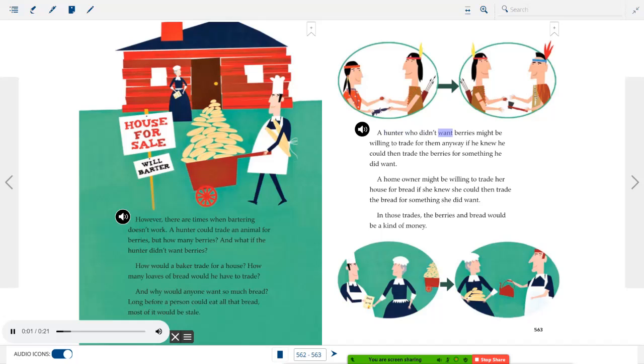A hunter who didn't want berries might be willing to trade for them anyway if he knew he could then trade the berries for something he did want. A homeowner might be willing to trade her house for bread if she knew she could then trade the bread for something she did want. In those trades, the berries and bread would be a kind of money.